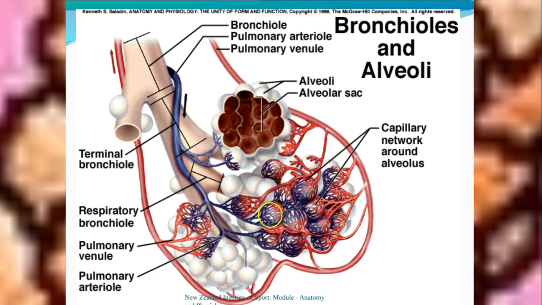They come in blue, they diffuse the CO2 into the alveoli, which then takes the CO2 back out of the lungs, and we breathe it out, and they diffuse in the oxygen, which makes the blood go red. And then you can see the red blood coming from the capillaries back into the pulmonary venules, and then they'll go back to the pulmonary veins and into the left side of the heart to transport to the rest of the body.